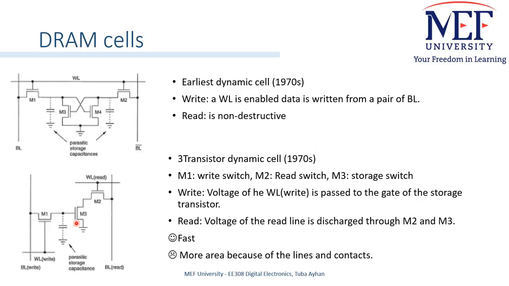The read operation of the 3-transistor DRAM cell is also non-destructive and relatively fast, but the 4 lines, the word line for read, word line for write, bit line for write, and bit line for read, and their additional contacts tend to increase the cell area.